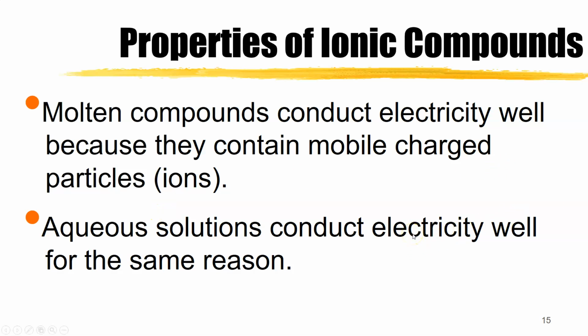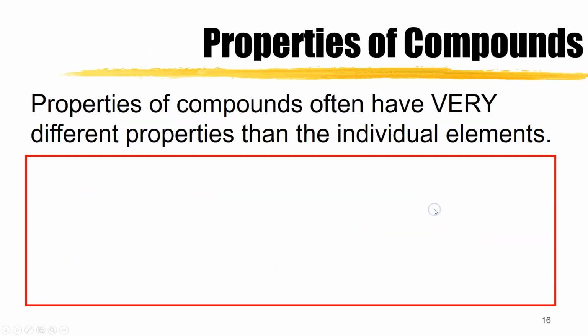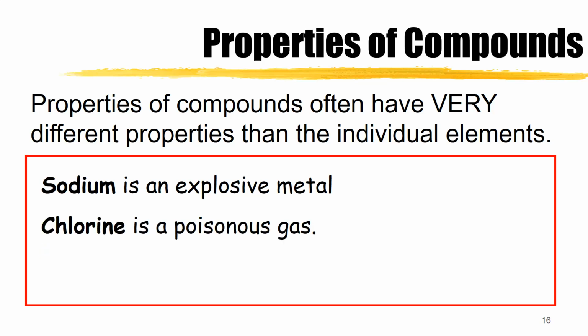One thing that's really interesting to know is that the properties of the compounds are going to be very, very different than the individual elements. They start as atoms with certain properties, and then they change into a compound that is very different. So for example, sodium is an explosive metal. You put it in water and it explodes. Chlorine is a poisonous gas.